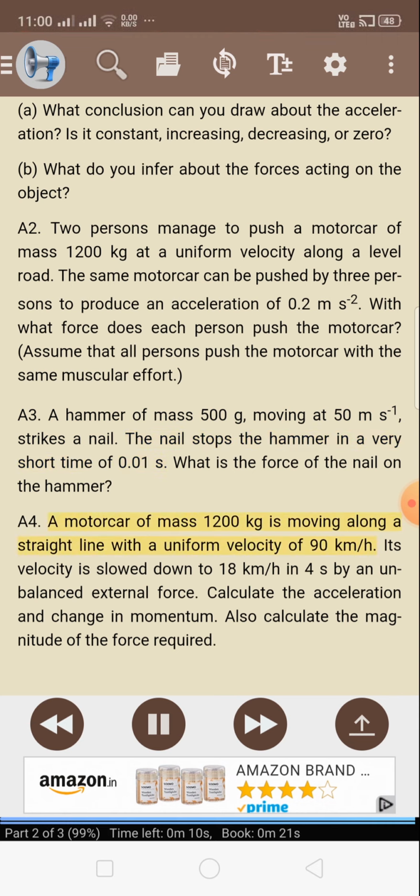A4. A motorcar of mass 1,200 kilograms is moving along a straight line with a uniform velocity of 90 kilometers per hour. Its velocity is slowed down to 18 kilometers per hour in 4 s by an unbalanced external force. Calculate the acceleration and change in momentum. Also calculate the magnitude of the force required.